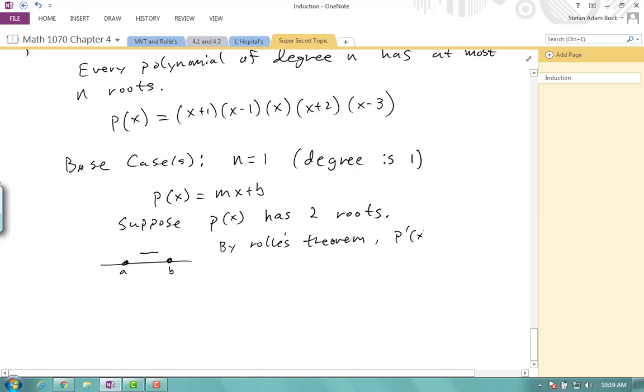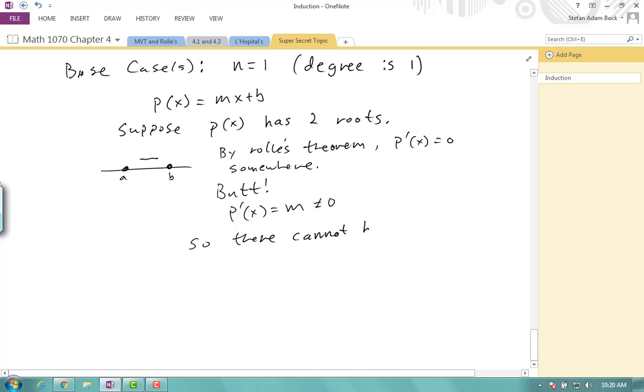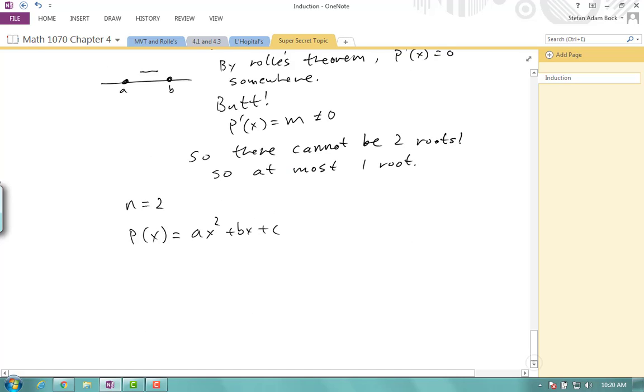P prime of x is equal to 0 somewhere between the two roots. But P prime of x is equal to m, which I have assumed was not equal to 0. So if my derivative can never be equal to 0, then I could not have possibly had two roots. Therefore, this has at most one root. I'll do this again with n equals 2. Then my polynomial is a quadratic. I have ax squared plus bx plus c.